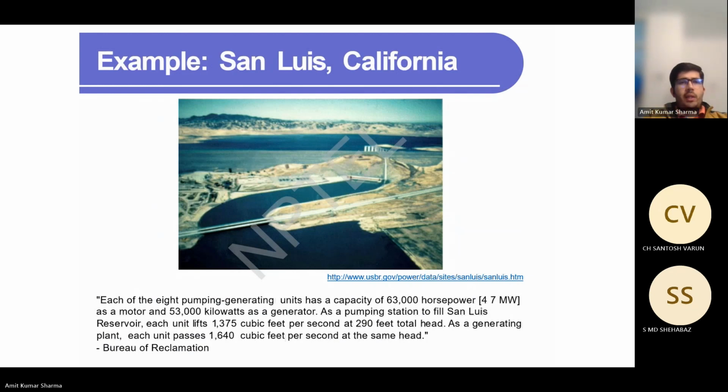So an example is San Luis, California. Each of the 8 pumping-generating units has a capacity of 63,000 horsepower as a motor and 53,000 kilowatts as a generator. As a pumping station to fill San Luis Reservoir, each unit lifts 1375 cubic feet per second at 290 feet total head. As a generating plant, each unit passes 1640 cubic feet per second at the same head. So this is an example of this energy storage system.